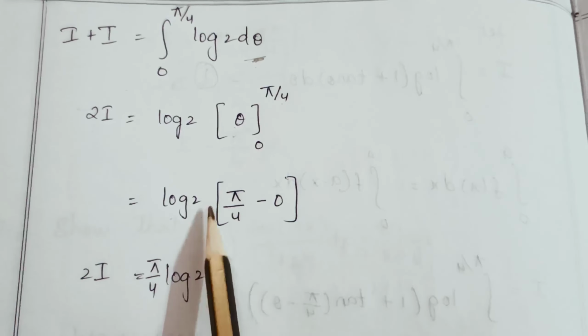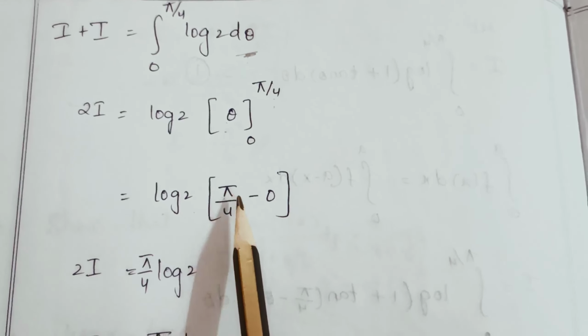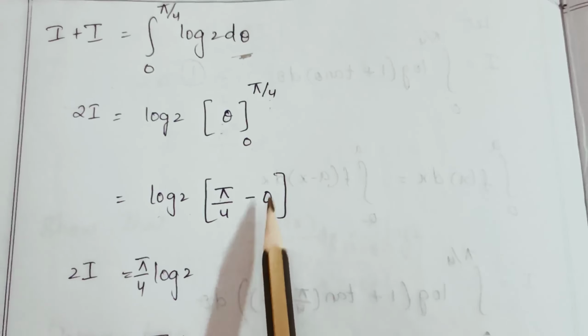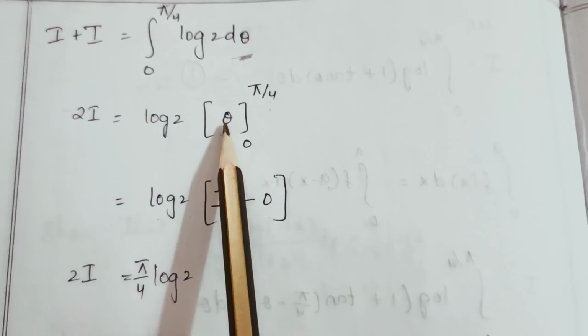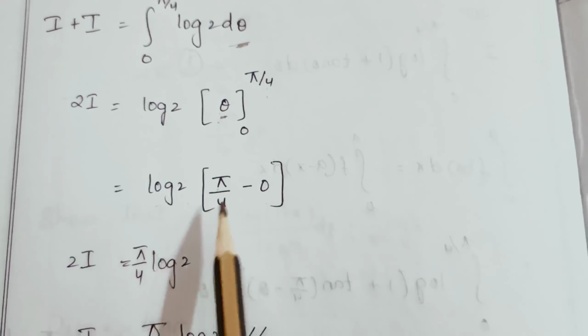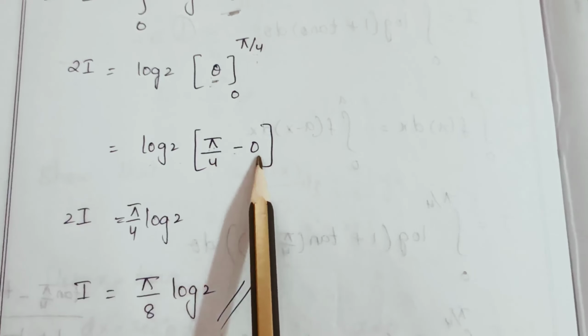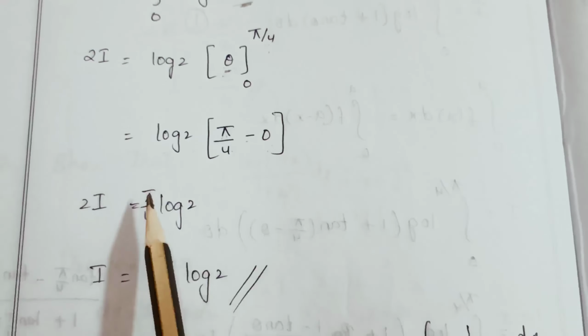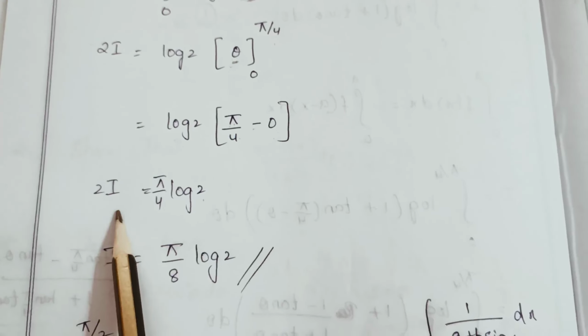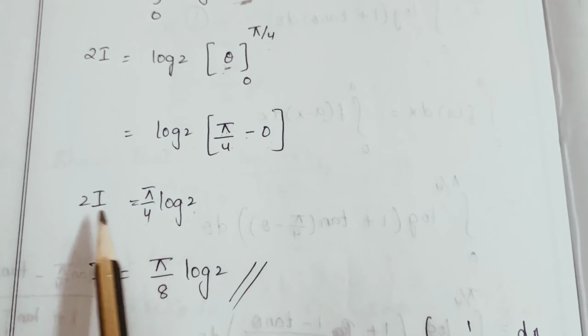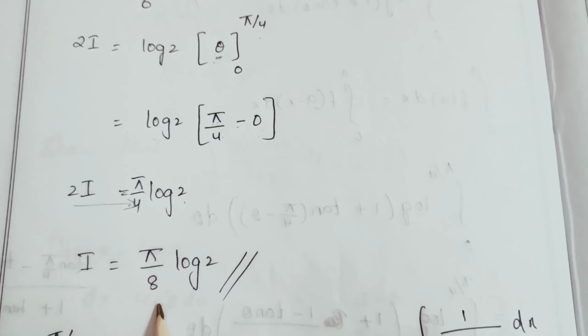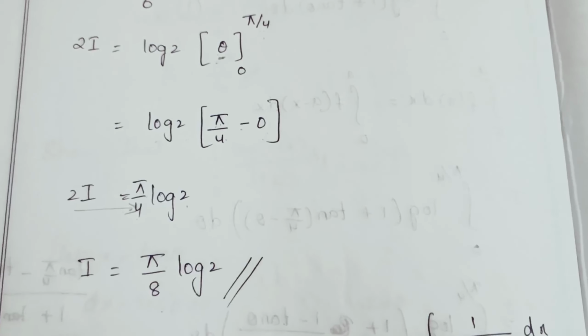Log 2, upper limit pi by 4 minus lower limit 0. We have to substitute these limits in place of theta: first upper limit minus lower limit. Pi by 4 minus 0 is nothing but pi by 4, so pi by 4 into log 2. So 2I is equal to pi by 4 log 2, and I is equal to pi by 4 log 2 with this 2 multiplied in the denominator, so pi by 8 log 2. Hence proved.